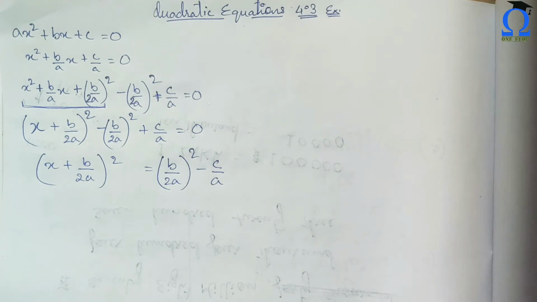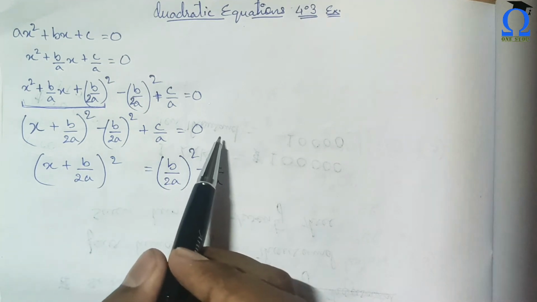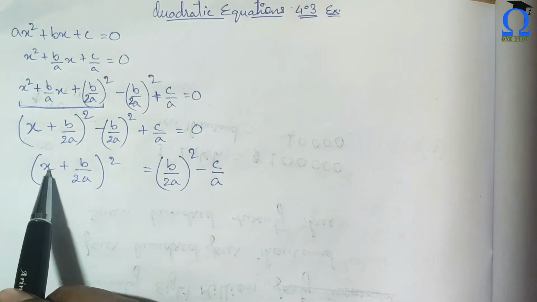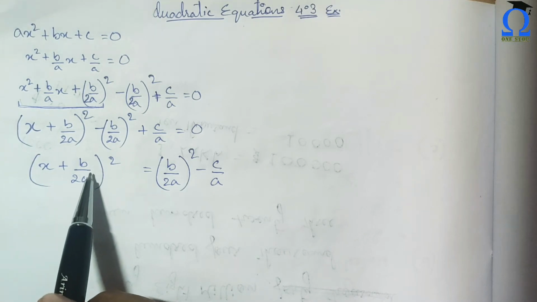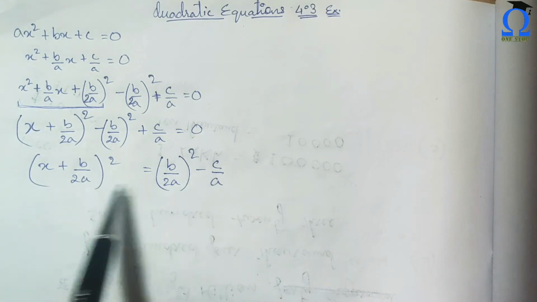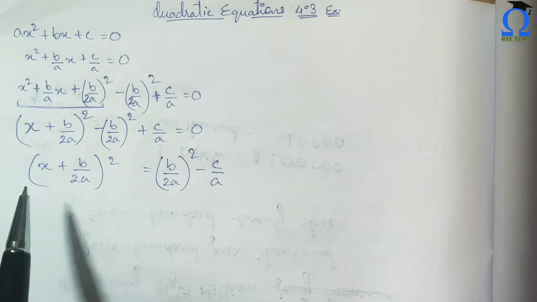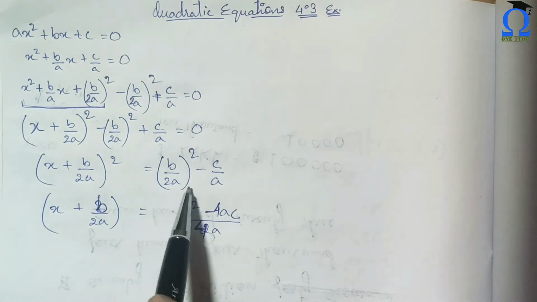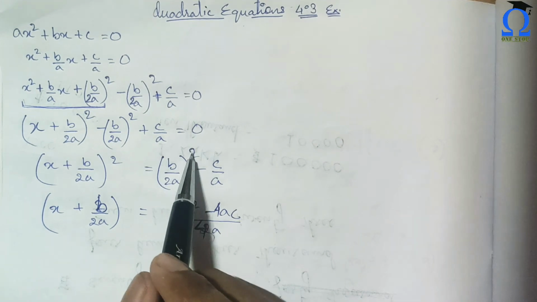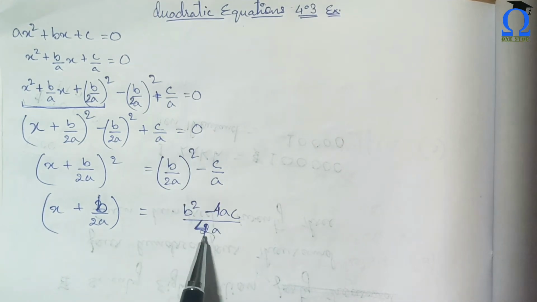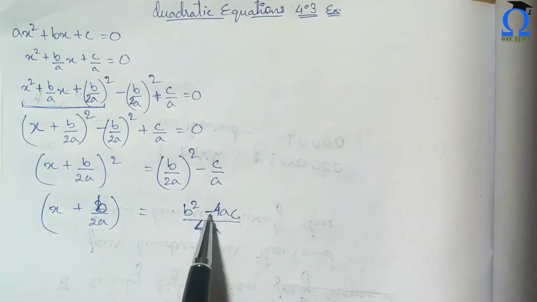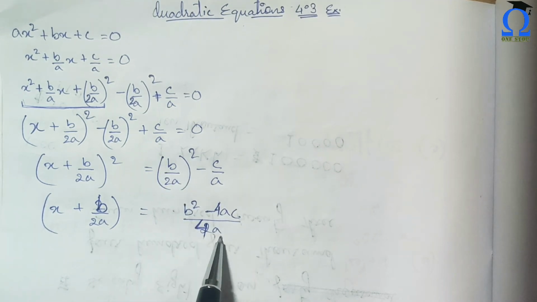Now I can solve the rest of the parts like this. Understood? So I have transposed this part to that side. Now see here, we can solve for x. We need to solve for x, right? So we will be transposing all the terms to that side to make sure that only x remains on the LHS. So here I have taken 4a, this 2a whole square will be 4a, so 4a I have taken as LCM. Now by solving this part, we will get b square minus 4ac divided by 4a.